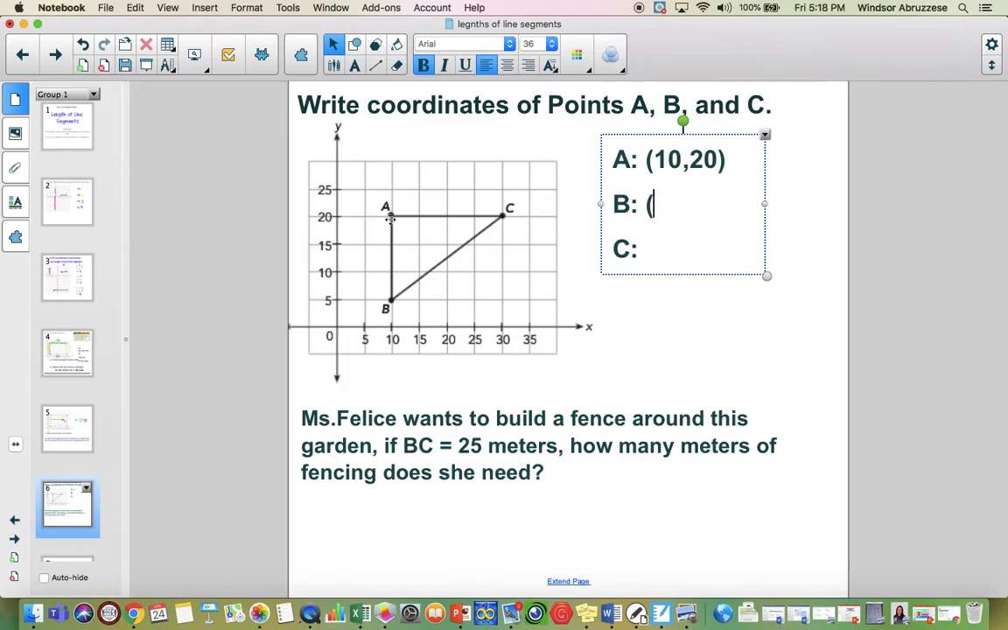What about point B? I crawl to 10 and I go up 1 box, right? If I put 10, 1, is that correct? No, I went up 1 box, but it's really 5 units up. And then point C, I crawl to 30 and I jump up to 20.